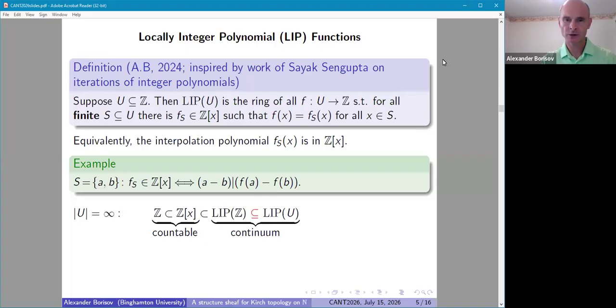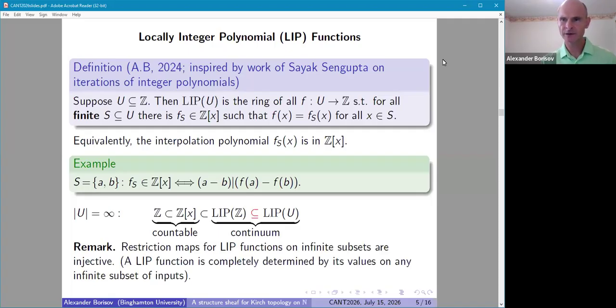So the starting point for everything here was this observation that there are actually quite a few of these functions. For infinite U, we have this inclusion: Z inside Z[x], then lib functions on Z, then lib functions on U. This last inclusion is because the restriction of a lib function is lib, but more importantly, it's an injective homomorphism. In other words, a lib function is completely determined by its values on any infinite subset of inputs, which is a very simple thing to see based on this above example.